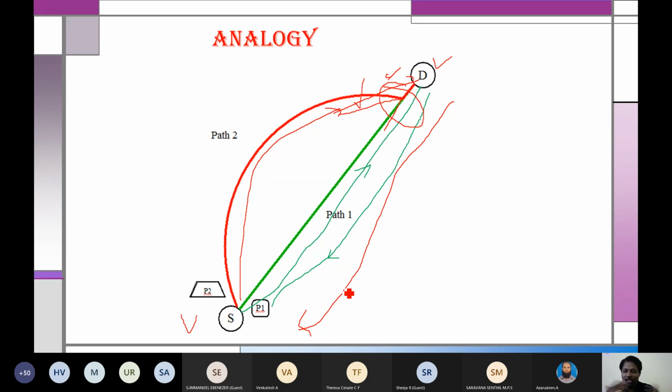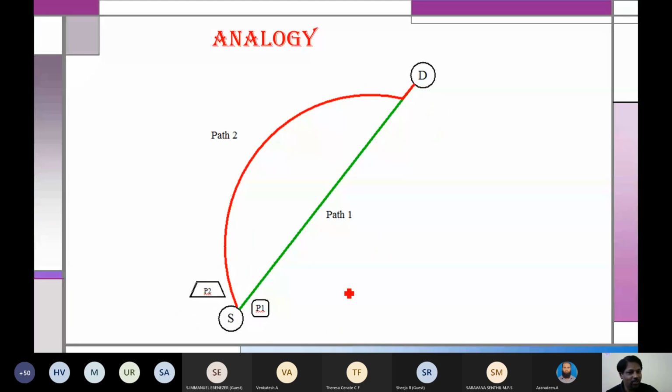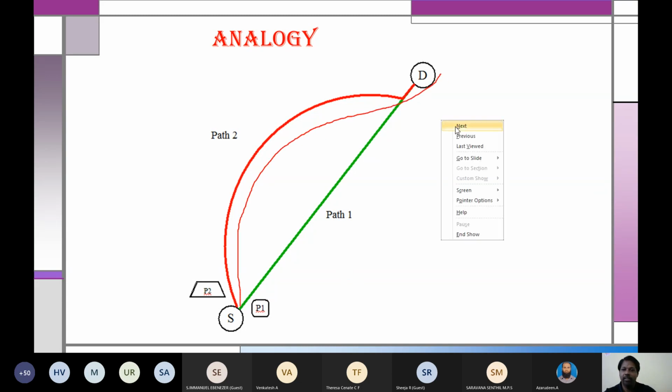We are all human beings, right? We'll have another question also. What happens if the second person is taking his actual path? Let me see here. He has come here, right.